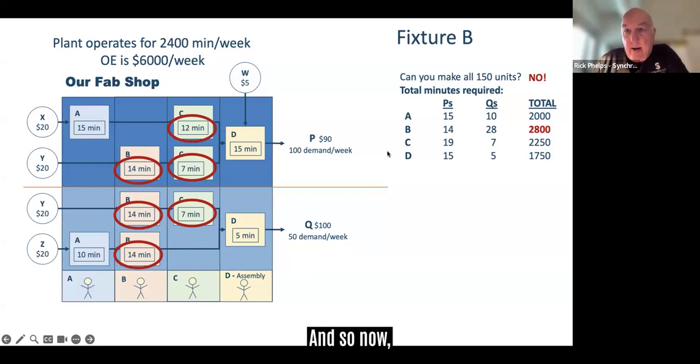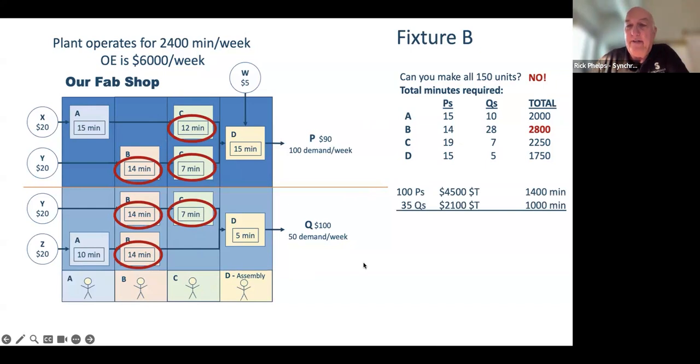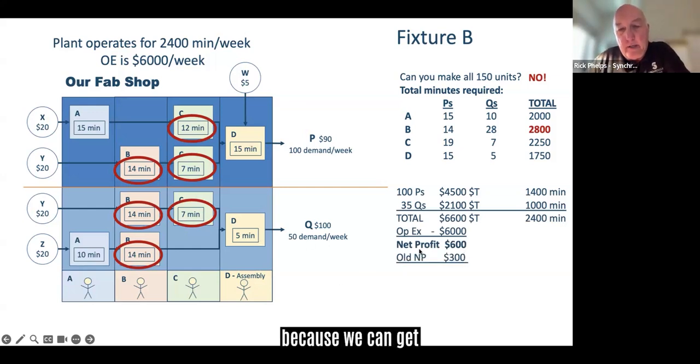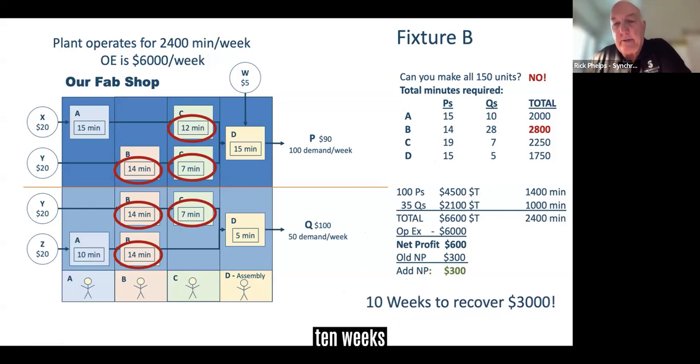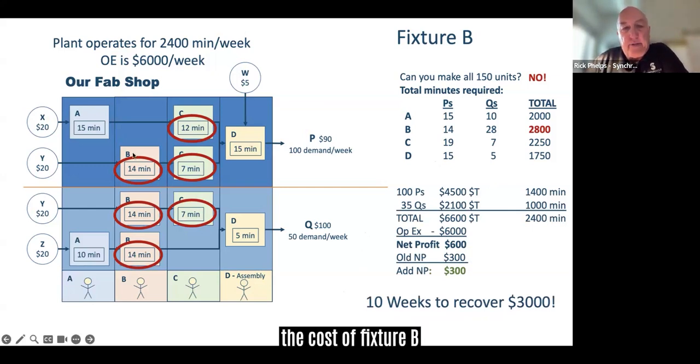And so now we require less time to make all that. We can make more Q's, right? And we can make more money, right? We're going to make $300 a month more because we can get an extra number of Q's through the system, adding $300 in net profit, which means it takes 10 weeks to recover the cost of fixture B. That's going to increase the time at C, which we really don't care about, and decrease the time at B, which we very much care about.